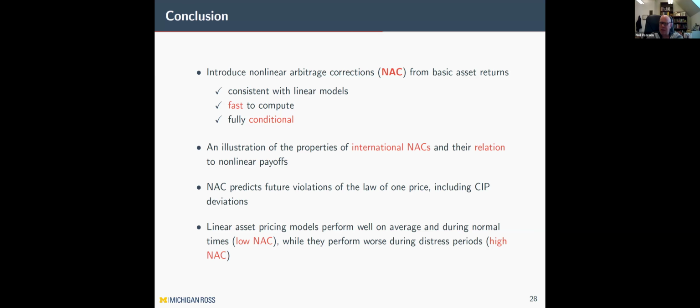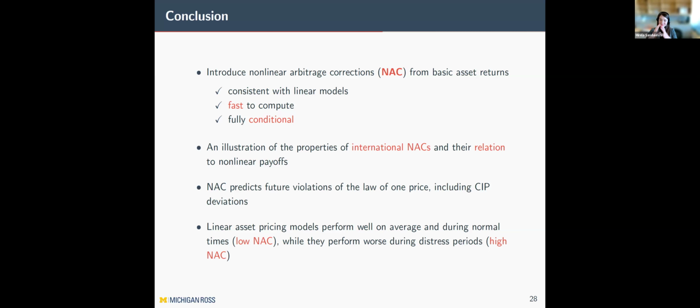Let me ask you a naive question about your third bullet point. Sure. In your framework, violations of the law of one price don't exist, right? Because you have a no arbitrage framework. So how should I think about the fact that NAC predicts violations of the law of one price?